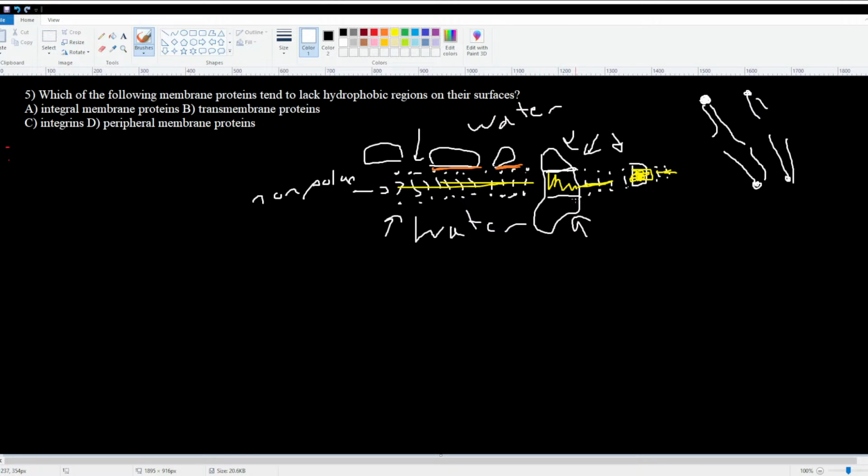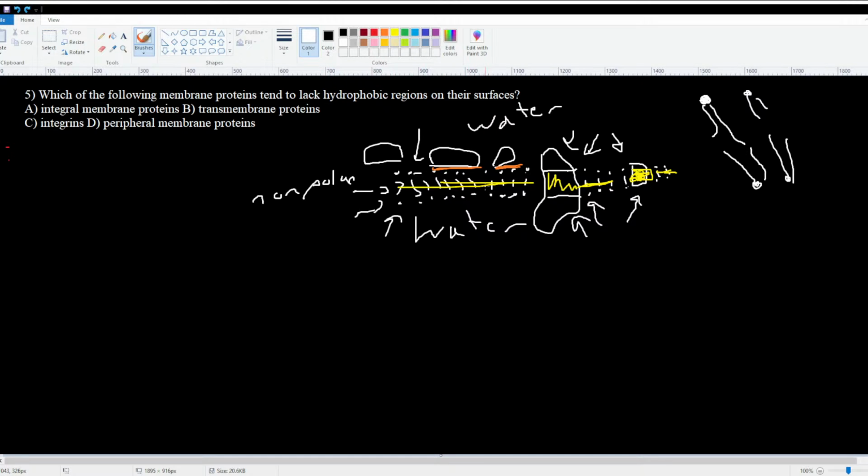the R groups on these inside portions are going to be nonpolar, of course, whereas the ones on the outside are going to be polar. So what's the question asking? Which of the following membrane proteins tend to lack hydrophobic regions on their surfaces? Well, of course, these integral membrane proteins, these transmembrane proteins, and these integrins are going to have hydrophobic regions on their surfaces, right?